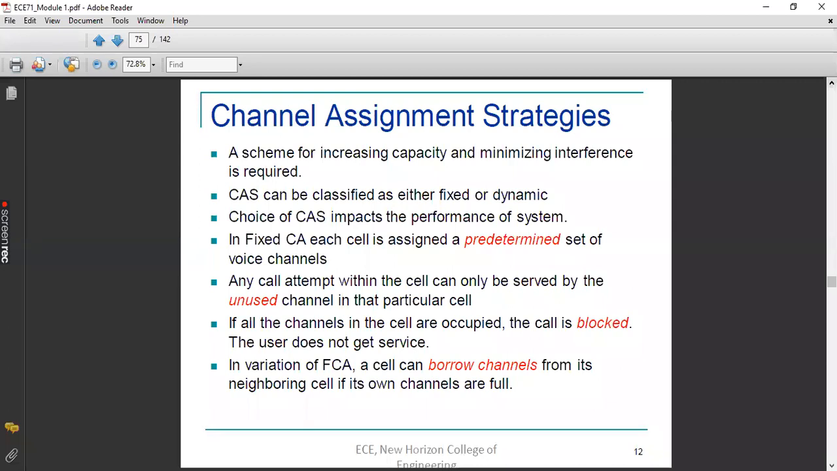First we will discuss fixed channel assignment. FCA means fixed channel assignment. In the fixed channel assignment strategy, as the name indicates, we will be using a predetermined set of voice channels, because we are not going to change those channels for an intended cell. If you take any particular cell within a cluster, that cell will have a provision to utilize only a fixed number of channels.